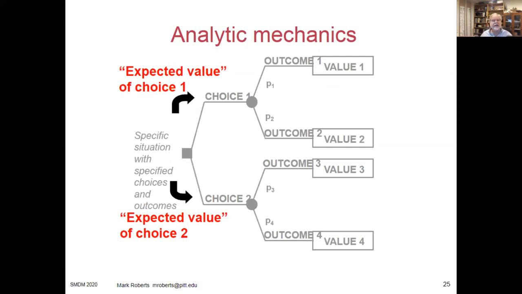So the whole idea of the analytic mechanics of a branch and node decision tree, or any decision analytic problem, is that you want to calculate the expected value of the outcomes when they occur, the expected value of making choice one and compare it to the expected value of making choice two. And the idea is you would choose the option which has the highest expected value. Next slide.